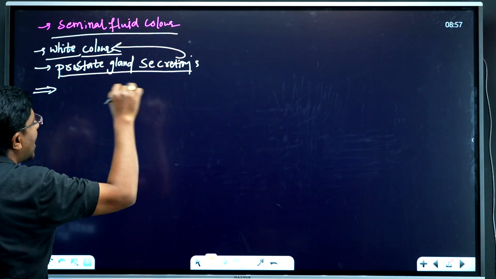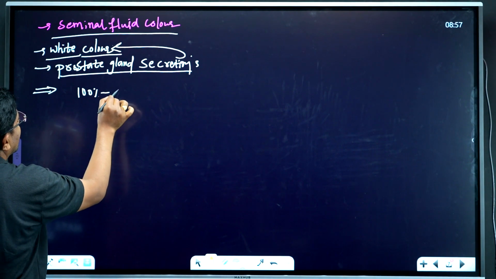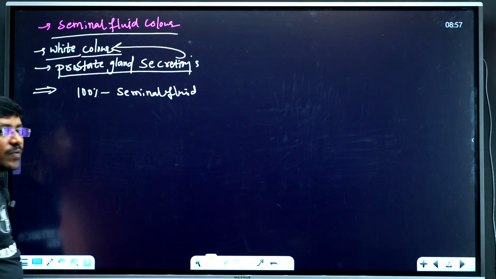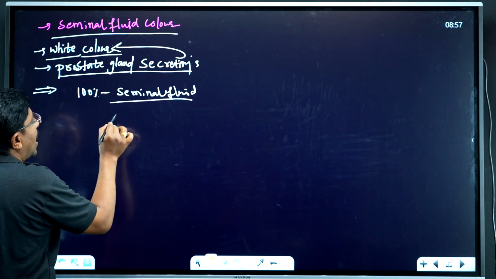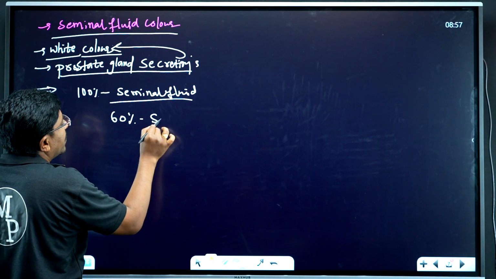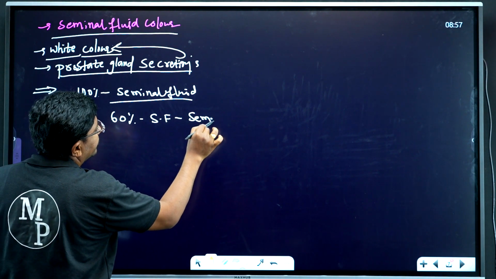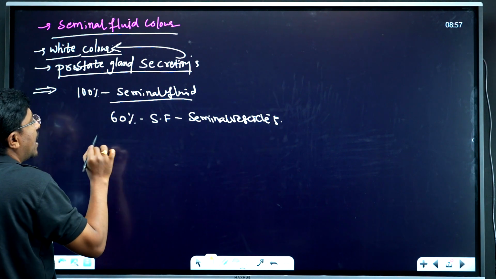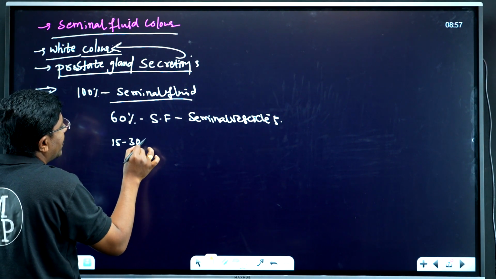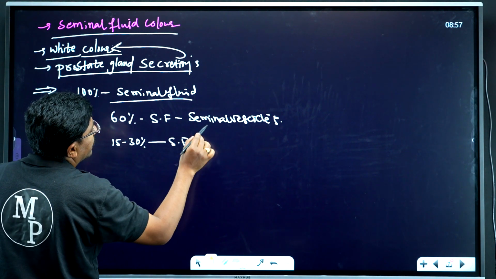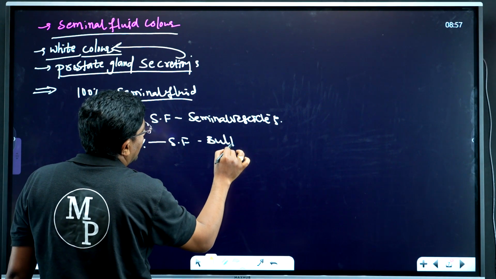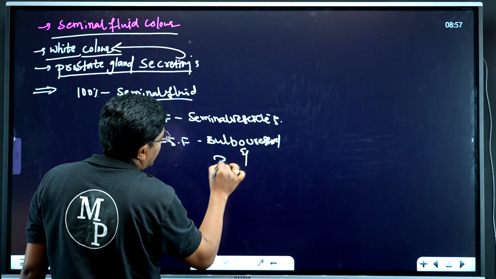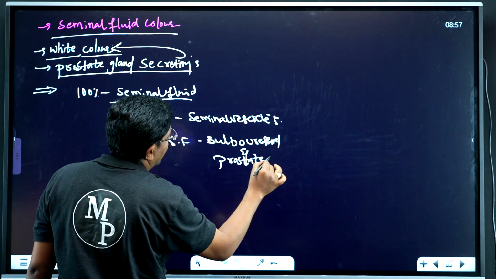In the total 100 percentage of seminal fluid, almost 60 percentage comes from the seminal vesicles, and the remaining 15 to 30 percentage of seminal fluid is from the bulbourethral and prostate gland.